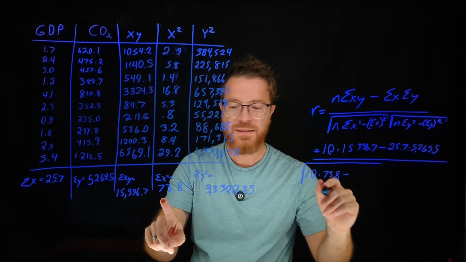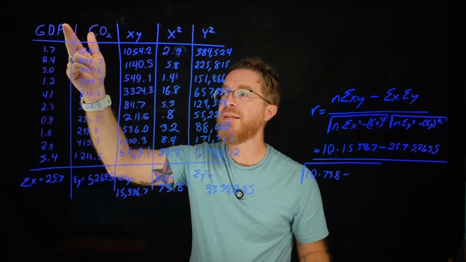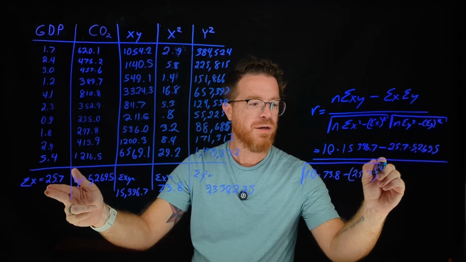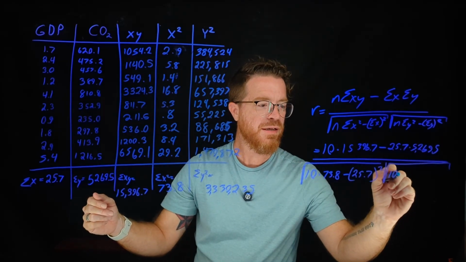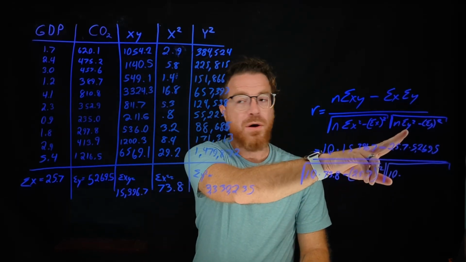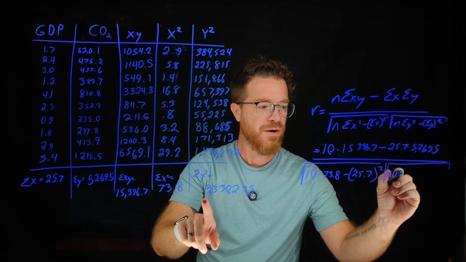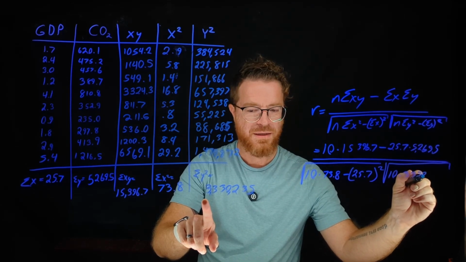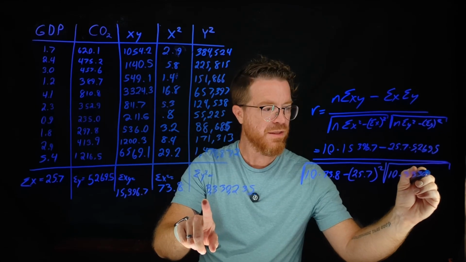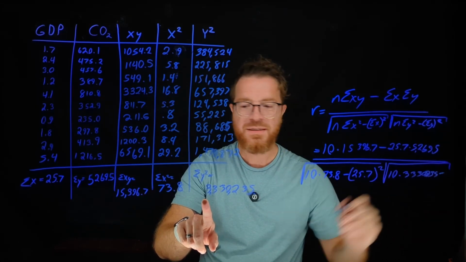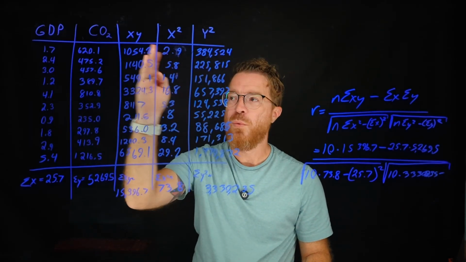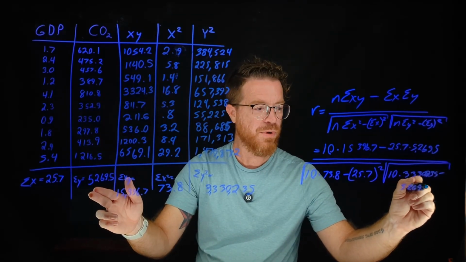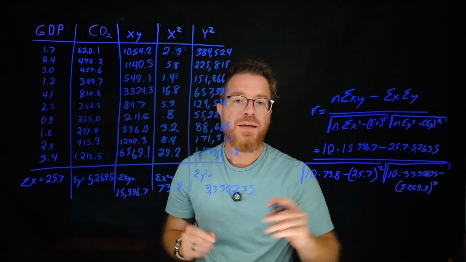So this is going to be 73.8 minus, and then we're subtracting the sum of our x's, squared. So this is going to be 25.7 squared. And then this is going to be times, n is 10, the sum of our y squares, this big number here, 3,339,235, minus the sum of our y's, squared. So this is going to be minus 5,269.5 squared.